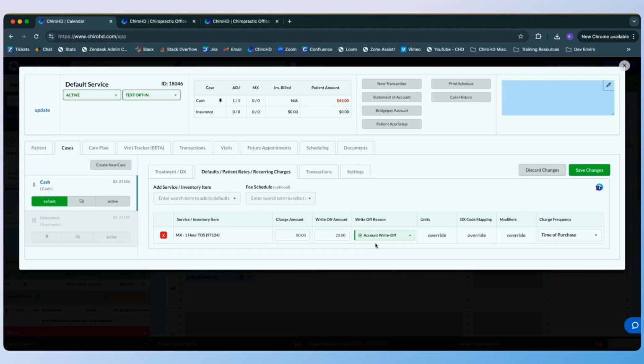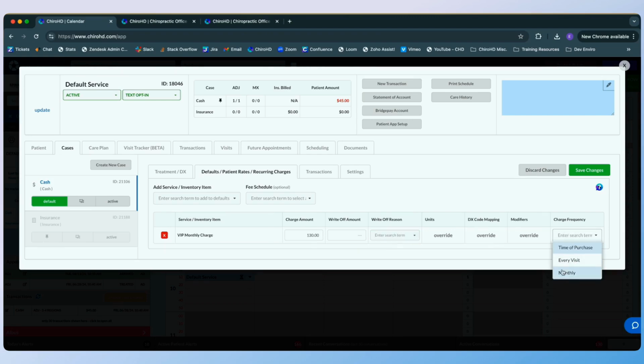This can help with ledger accuracy if a patient's care plan dictates that they receive certain discounts on services or inventory items. That way, a staff member doesn't have to remember when this patient comes in and what type of discounts they may or may not be receiving. It can already be accounted for in the patient's case. A quick note, you will not have a write-off amount or reason on services that you are adding on an insurance case. Inline write-offs are only applicable on a cash case.